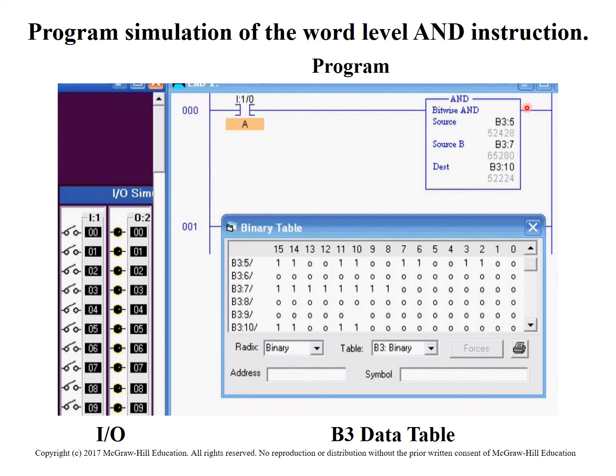So the first address is B35, this address here. They're ANDing it with B37, which is this address here. And they're placing the value of that AND into this word here. As you can see, if you follow along, there's only one there, so it's all 0, 0, 0. 0, 0, 1, 1 gives me a 1. 1, 1 gives me a 1. See how easy that is? It's just that easy.